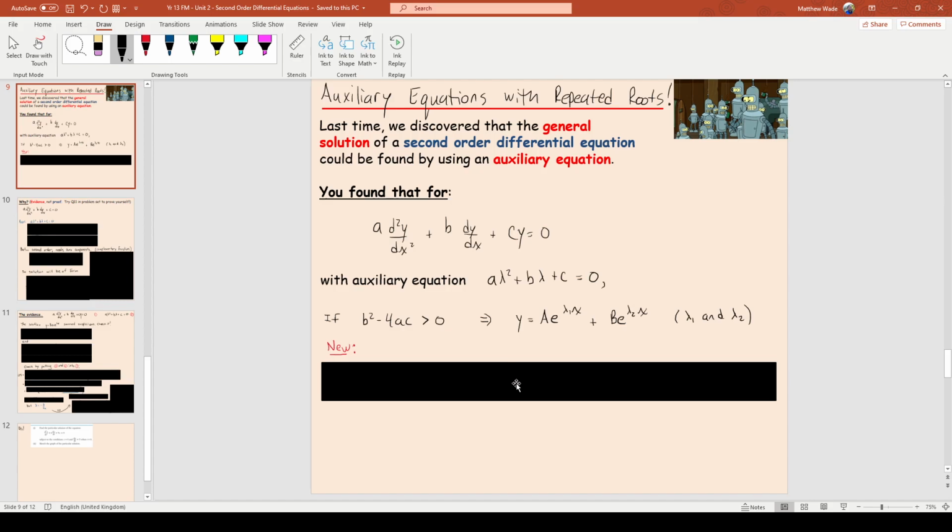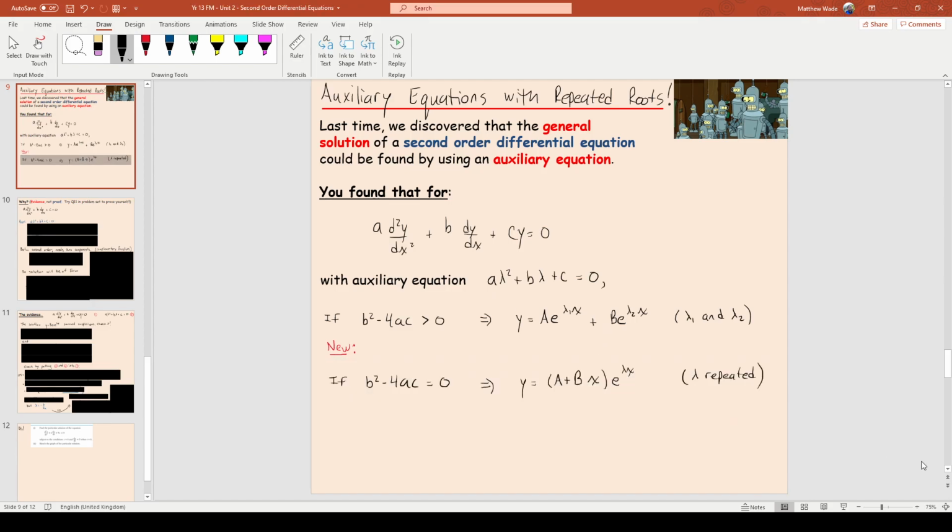Is that the only thing that could happen when you try to solve an auxiliary equation? Well, no, because here's another thing that could happen. You could get b squared minus 4ac equaling 0. So while your answers are real answers here, this one actually has an answer of 0 coming out. Now, if lambda is repeated, the general form is that.